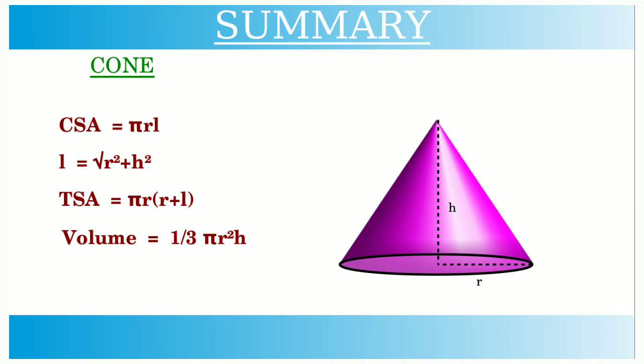Cone. Curved surface area of a cone is pi r L, where L is equal to square root of r square plus h square. Total surface area of a cone is pi r into r plus L. And volume of cone is 1 by 3 pi r square h. That is 1/3 of the volume of cylinder.